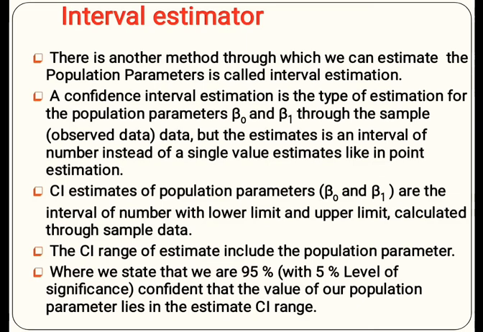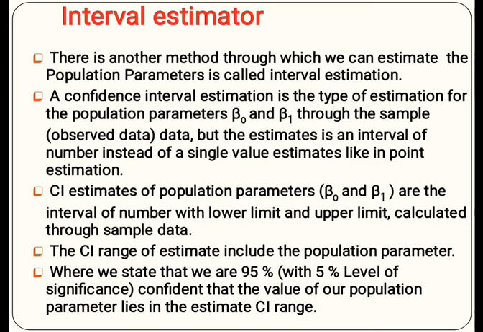The confidence interval estimates of the population parameters beta naught and beta 1 are the interval of numbers with lower limit and upper limit calculated through sample data. The confidence interval range of estimate includes the population parameter. Of course, we say that this range includes the population parameter, where we state that we are 95% confident that the value of the population parameter lies in the estimate.